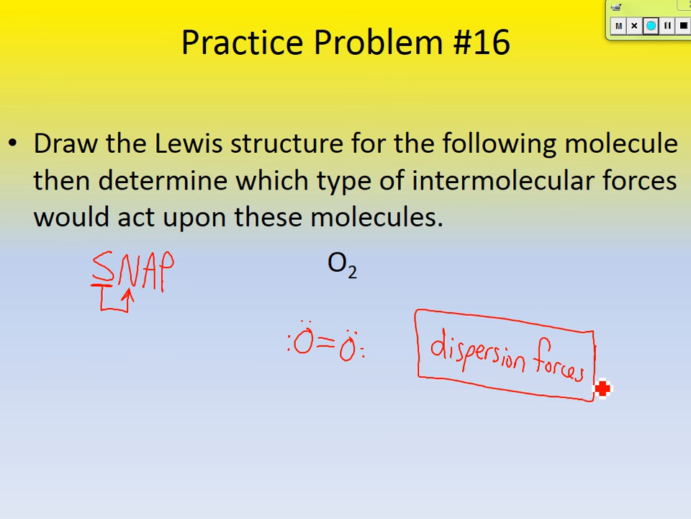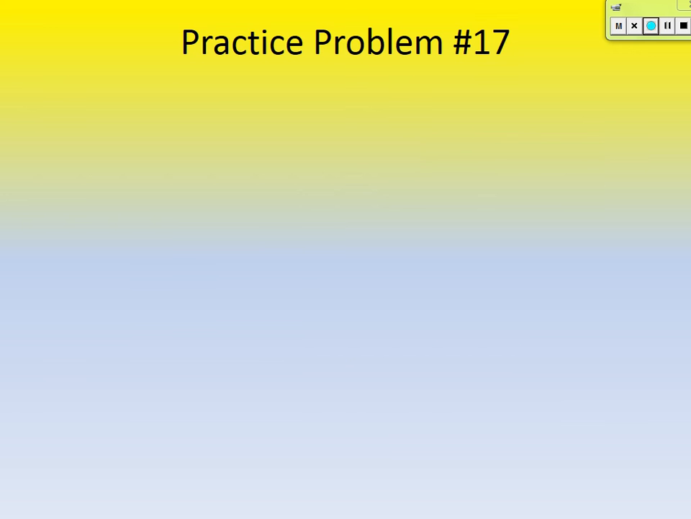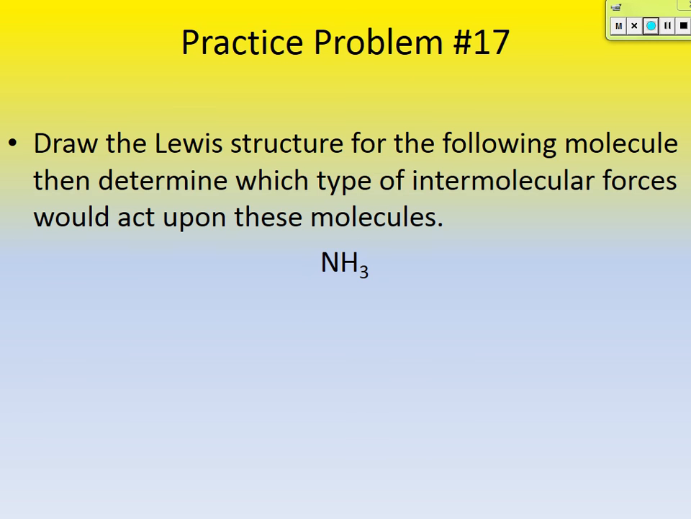I think I've got one more for you. Practice problem 17. Practice problem 17 is on another famous molecule. This one's ammonia. So let me help you with the Lewis structure. And there's a lone pair there. Okay, so try this one. Tell me if it's hydrogen bonding, dipole-dipole, or dispersion.